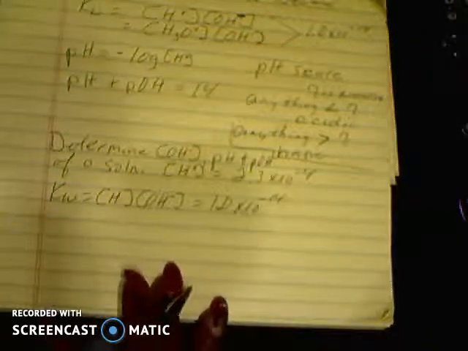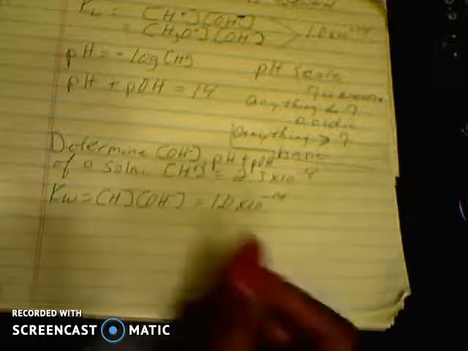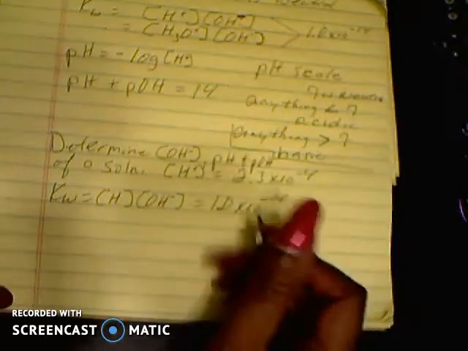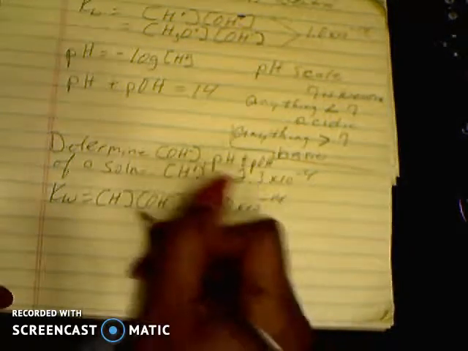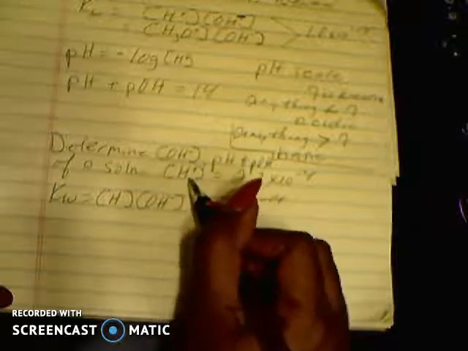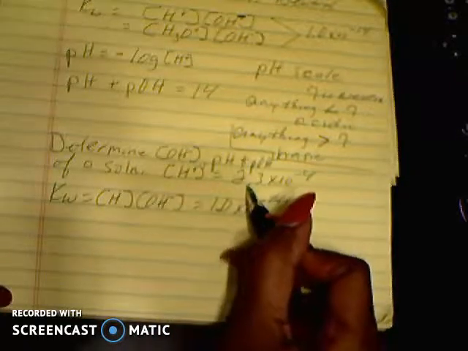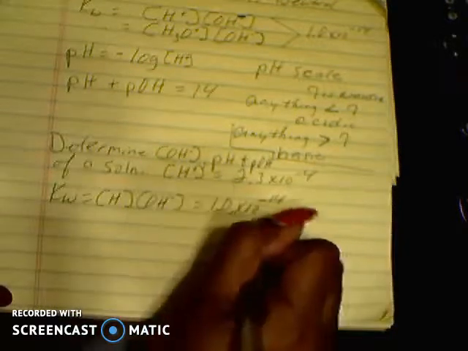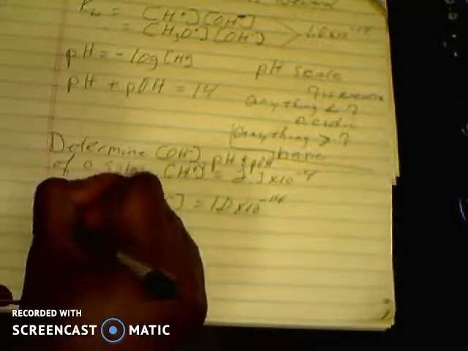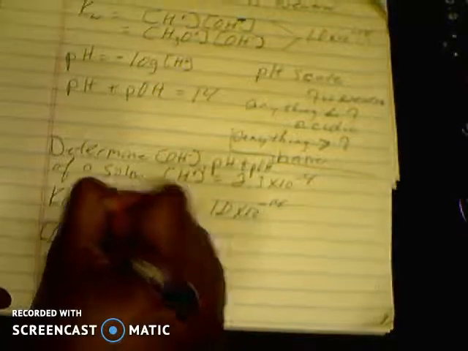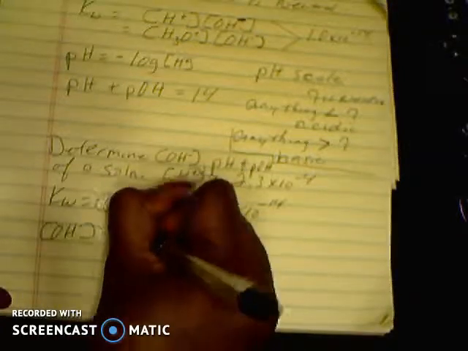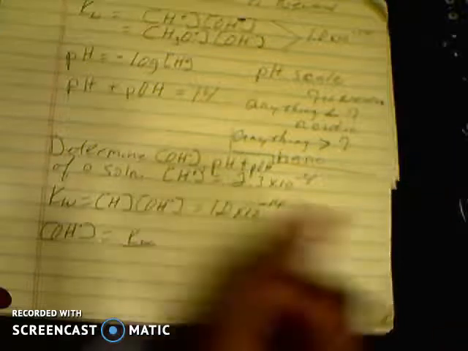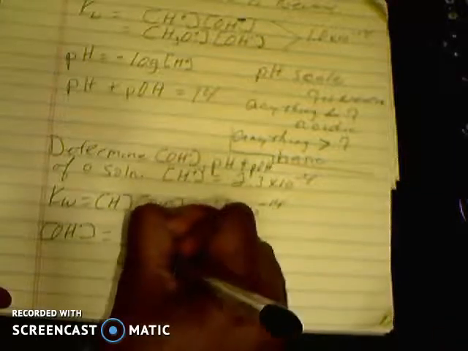So now, let's take a look and see how I'm going to apply that to this reaction here. If we go ahead and put this in, we already know the hydrogen ion concentration that I have is 2.3 times 10 to the negative 4. So now, therefore, using this equation, the hydroxide ion concentration is going to equal Kw over the hydrogen ion concentration.